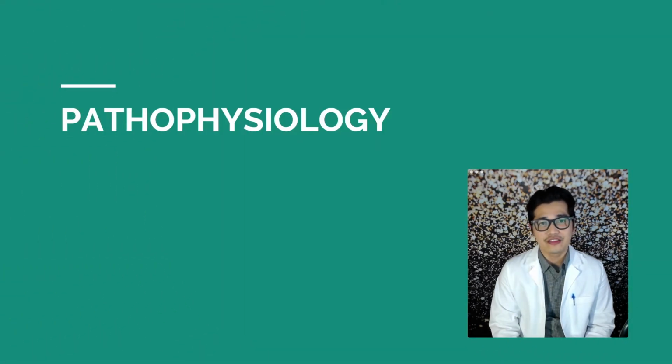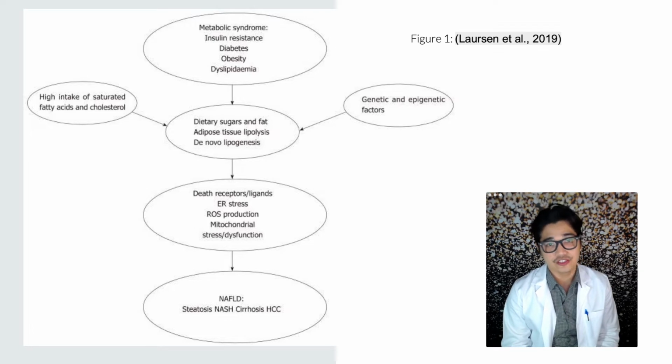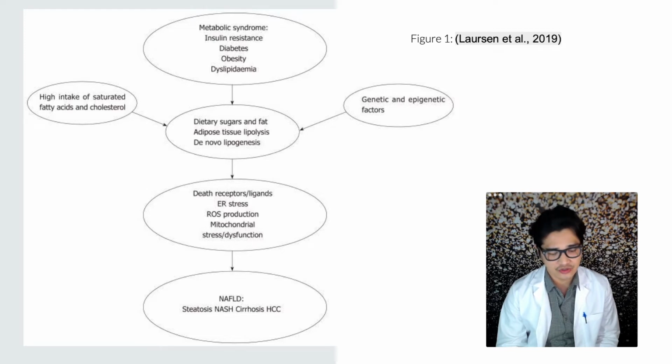Let's go over the pathophysiology. A variety of risk factors and mechanisms are associated with NAFLD development and progression. As you can see in this diagram, genetic and non-genetic factors play a role in NAFLD development, as well as metabolic syndrome, insulin resistance, diabetes, obesity, and dyslipidemia. Nutrition plays a role due to the fact that high intake of dietary sugars and saturated fatty acids and cholesterol lead to lipid accumulation in the liver.